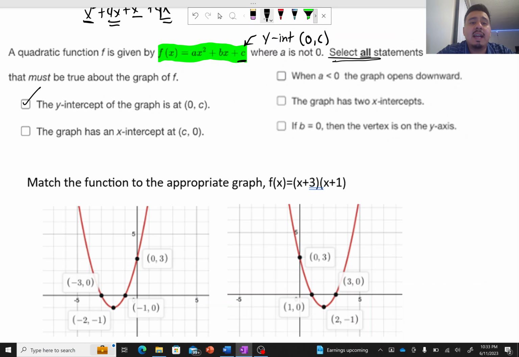The graph has an x-intercept at c, 0. Well, no, that's not true. C is our y-intercept. It can never be an x value. So this one is not true.